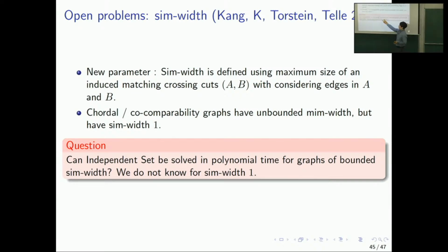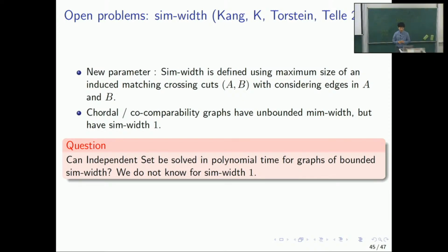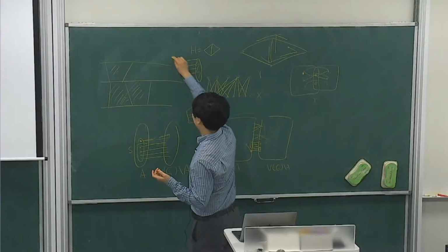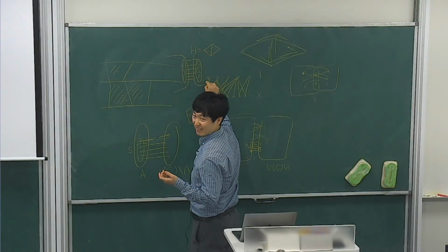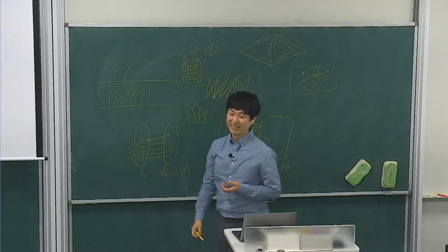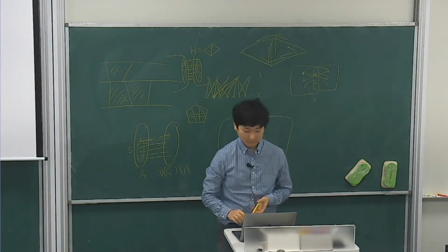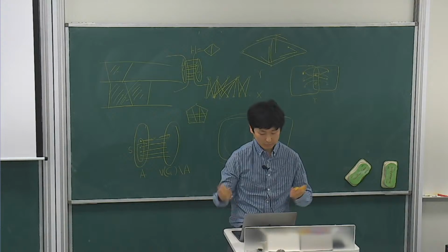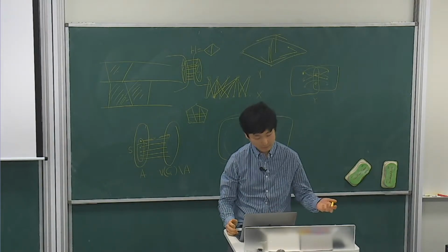Our question was whether independent set is polynomial-time solvable for Sim-width 1. For Sim-width 1, we might have a cut like this: a whole clique on the left-hand side and a clique on the right-hand side. So you cannot have two matching edges, because there are edges on each side. But we have a restriction, so maybe we can do something.